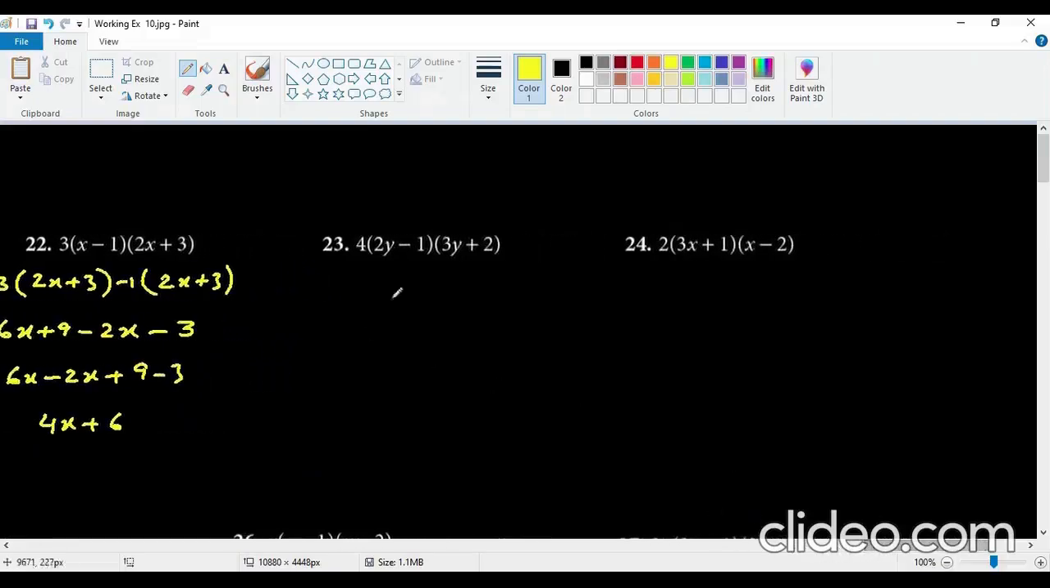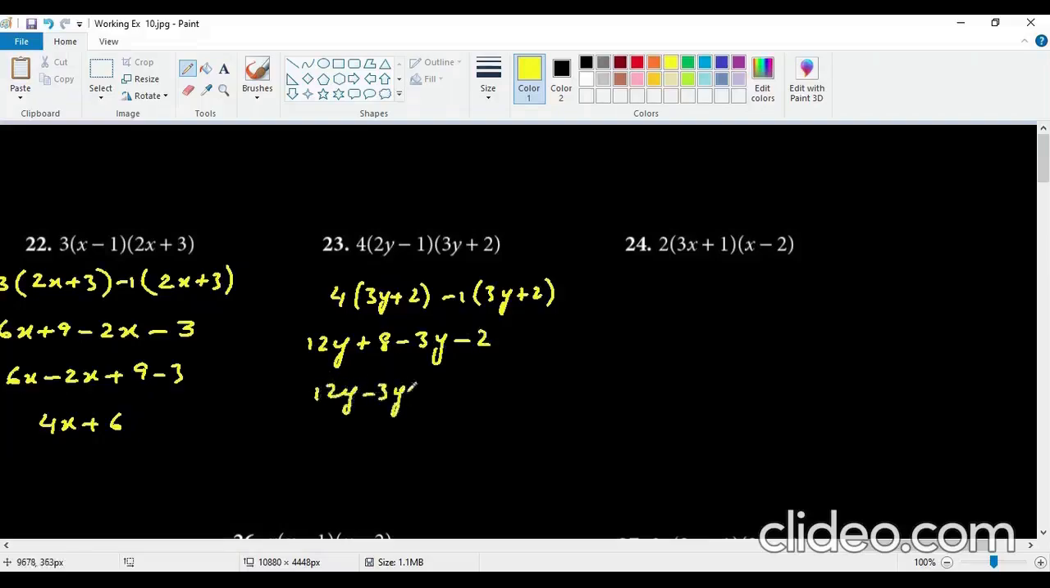Now in here, I will write 4 first, multiply by 3y plus 2, and minus 1 again multiply by 3y plus 2. So this first one is going to give me 12y plus 4 times 2 is a 8 minus 3y, and minus plus is a minus 2. So 12y minus 3y both are like terms, and 8 minus 2 both are numbers. So 12 minus 3 is going to give me a 9y plus 6 as an answer for question number 23.